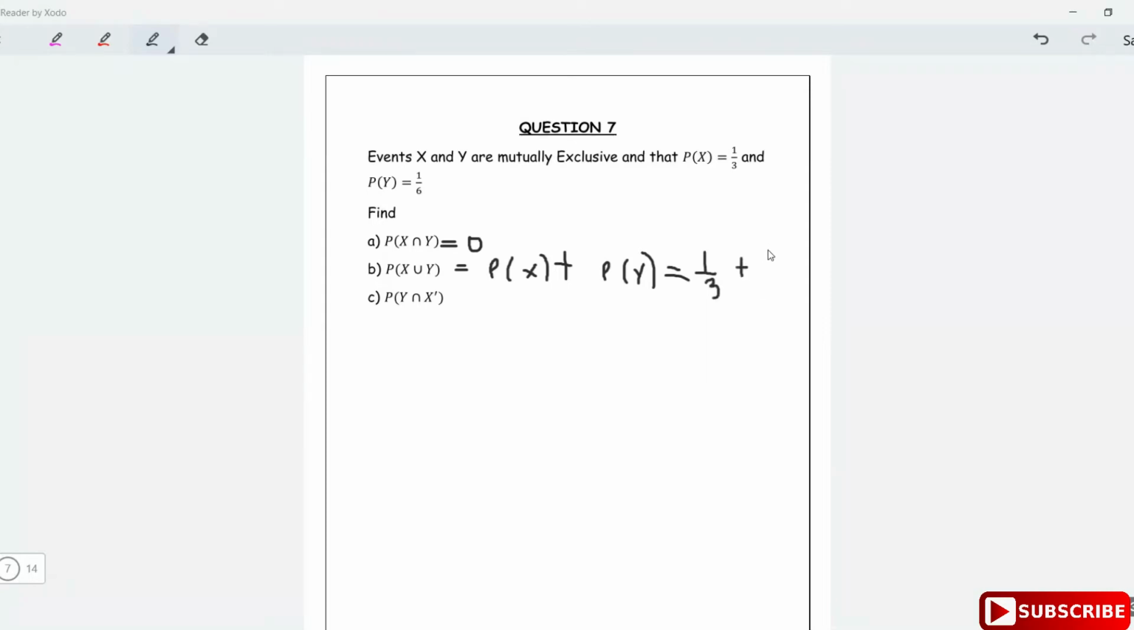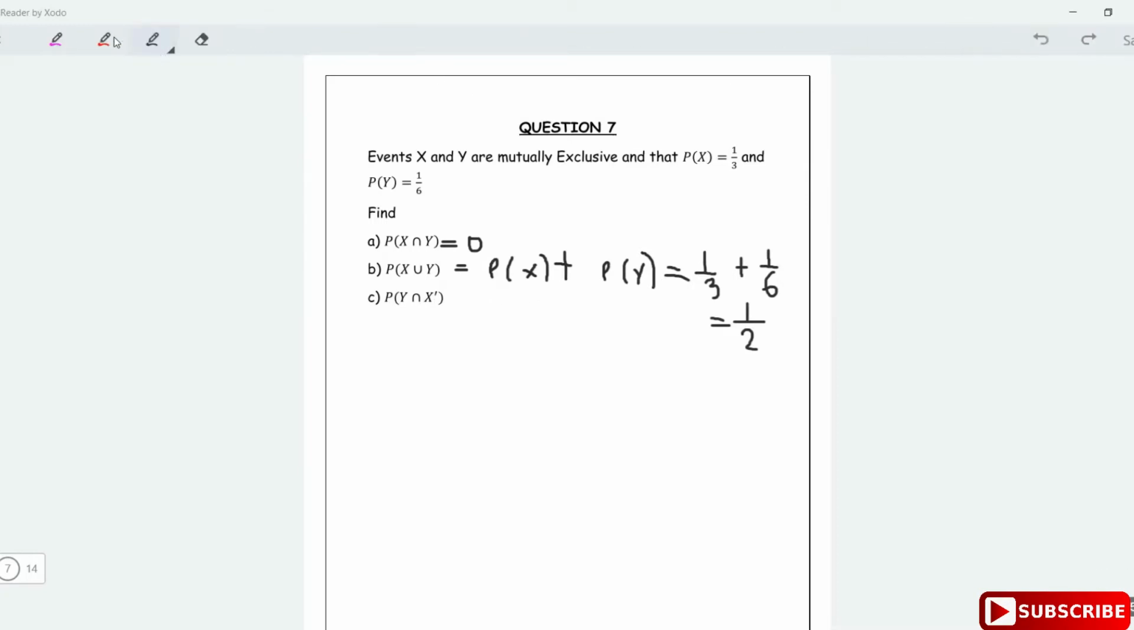1 over 3 plus 1 over 6. That works out to be, I have to use my calculator, 1 over 3 plus 1 over 6 is a half. Nice. That's a half. Then we need the probability of Y intersect X complement.